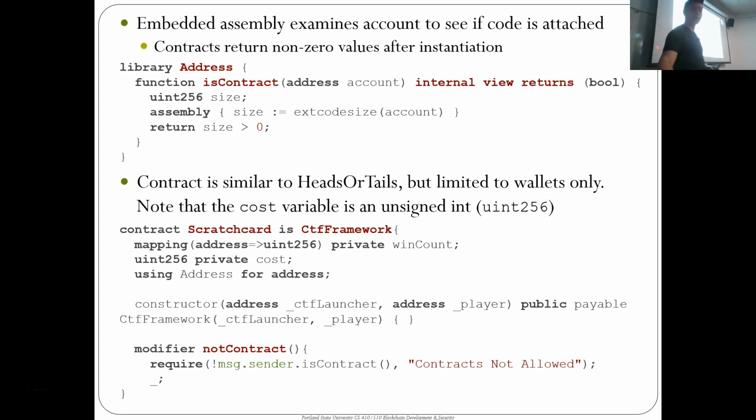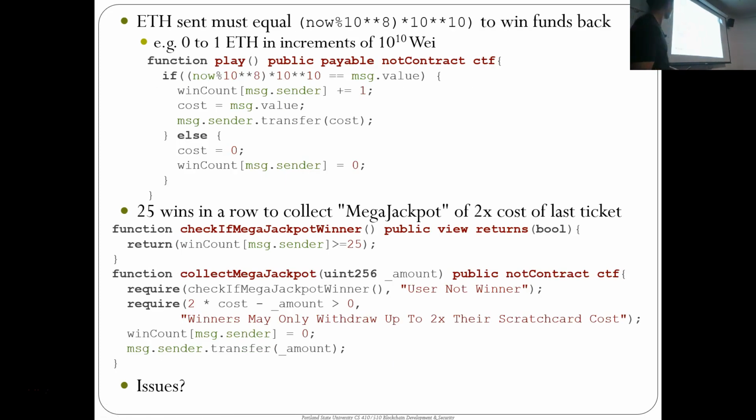Okay, so then scratch card is basically protected by this modifier that says not contract, and it checks to make sure that message.sender isn't a contract. It doesn't have this code size attached to it. Okay, so that's a pretty simple modifier. And then it uses that modifier to protect the play function. So in order to play the scratch card game, you have to be not a contract.